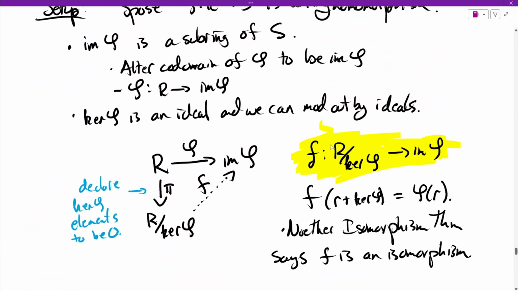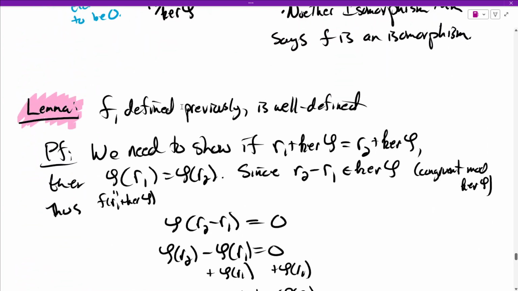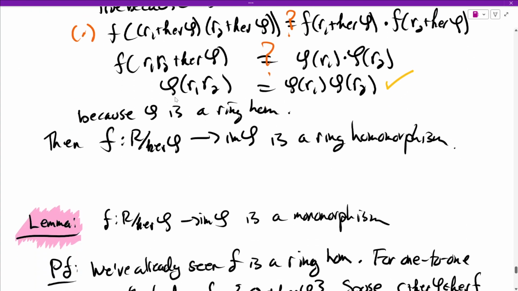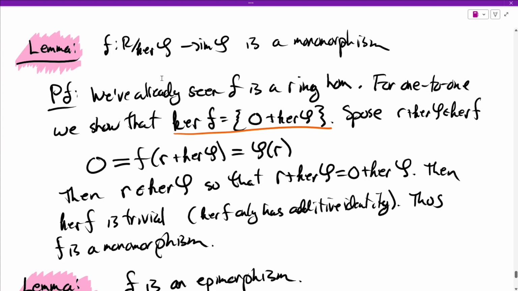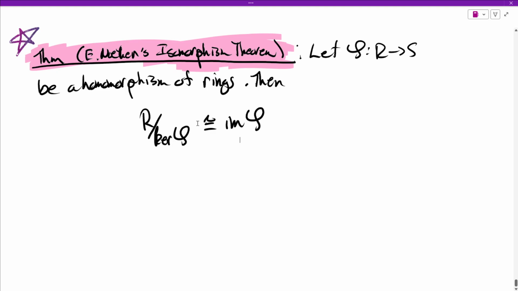So here's the statement, here's the function. Here's it showing it's actually well-defined, which you have to do whenever you have cosets. Here's it showing it's a homomorphism. Here's us showing it's one-to-one. Here's us showing it's onto. Therefore, it's an isomorphism, and we're done. Okay, so that's the statement. There's not going to be any proof because our sequence of lemmas proved it.